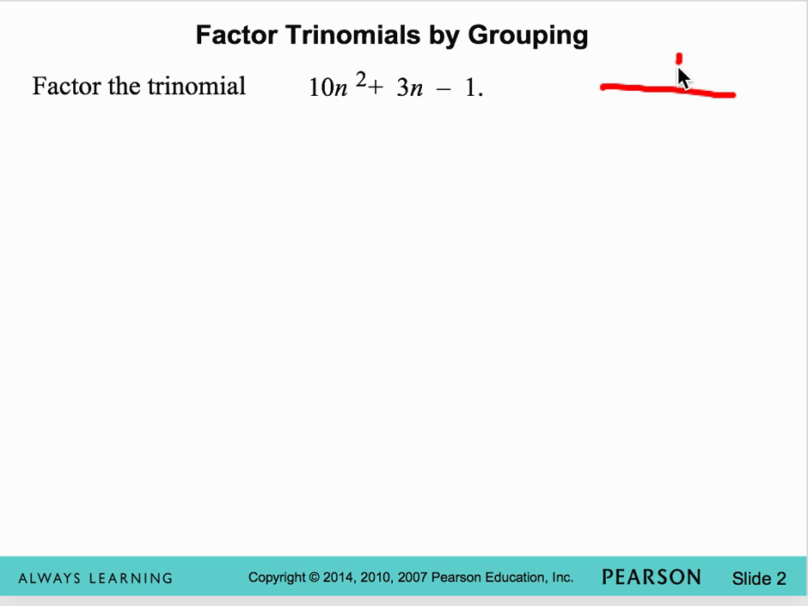This time, it is in the right format. I have an n squared and then an n, right? So I'm going to see if there are two numbers that multiply to give 10 times negative 1. It's always this times this, 10 times negative 1. And they have to add to give this number, 3. So keep up with your signs. That's really important.